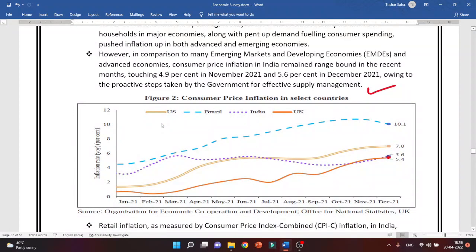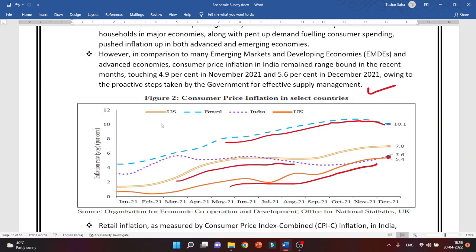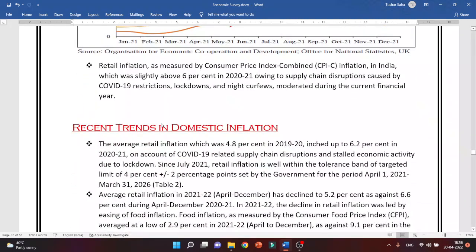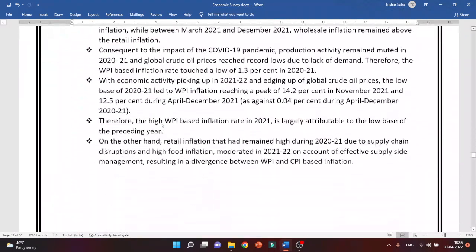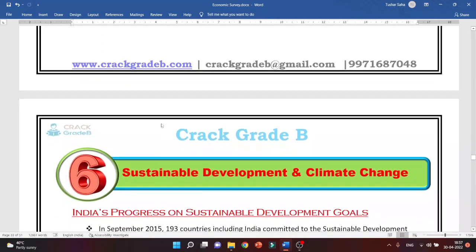So this is India, right? This blue line is India. You see this Brazil. What is the condition of Brazil? The inflation, right? So this line is for UK, then US. So you can say US is a little above us, but we and UK are almost on the same path when it comes to CPI. This is completely as per the economic survey, not as at present. So you will find a comparative study in this chapter. So just go through it. At least 2 times you should go through all the data.